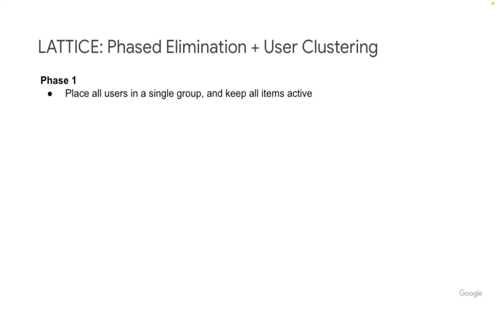At the very beginning, we place all the users in a single group. The single group can be thought of as a very coarse cluster, right? It contains all the users. It doesn't know any information about the true cluster memberships. So all users are in the same cluster, and we will make this group finer as we go along. Secondly, we do not have any knowledge of the true reward entries, so we keep all the items active, as candidate best items, for each user.